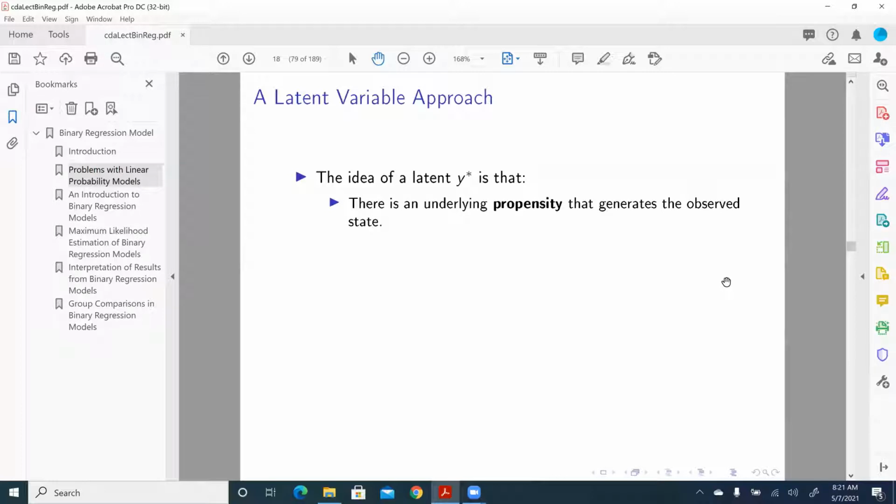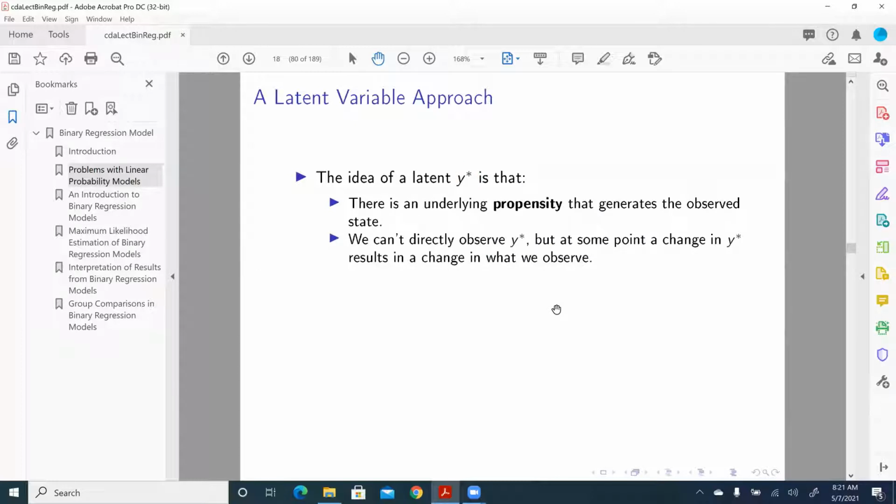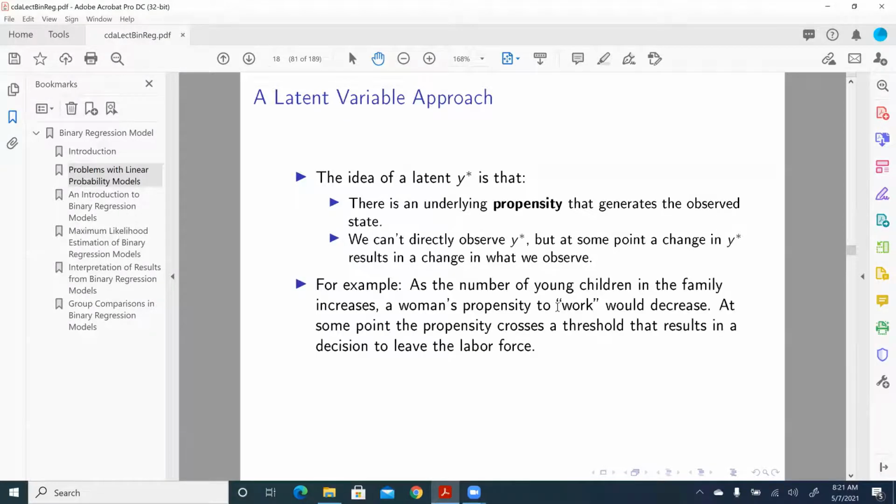So the idea of a latent y star, this unobserved continuous variable, is that there is an underlying propensity that generates the observed state. We cannot directly observe y star, but at some point, a change in y star results in a change in what we observe. For example, as the number of young children in the family increases, a woman's propensity to leave work would increase. At some point, the propensity crosses a threshold that results in a decision to leave the labor force. Then what would push an individual to cross that threshold?